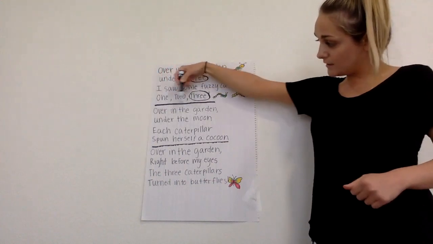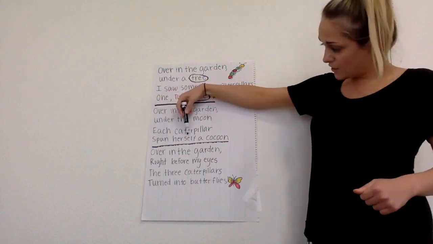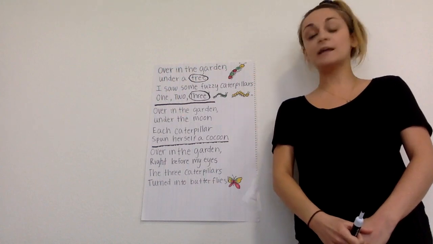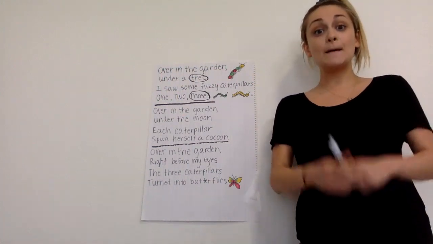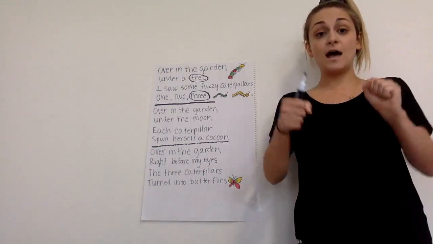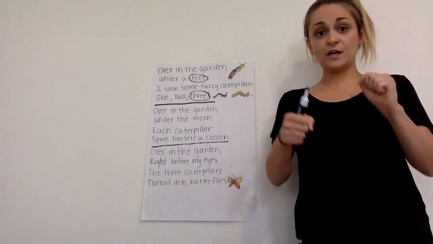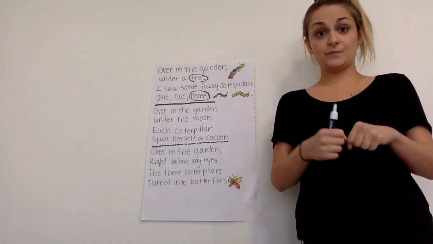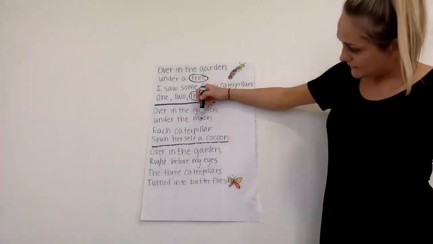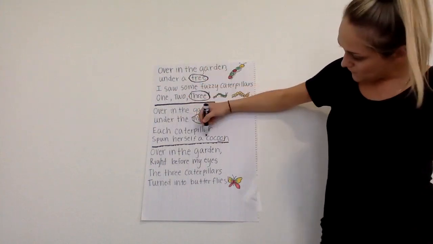Over in the garden, under the moon, each caterpillar spun herself a cocoon. What rhymes in that section? Correct. Moon and cocoon. Moon, take away m, add k is cocoon. Very good. Cocoon without the k is coon. Moon without the m is oon. Very good. These have oon and oon in them. So we know that moon rhymes with cocoon.